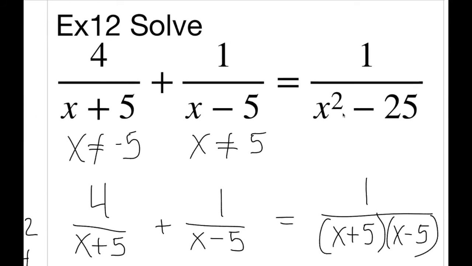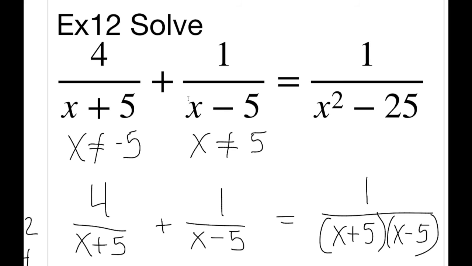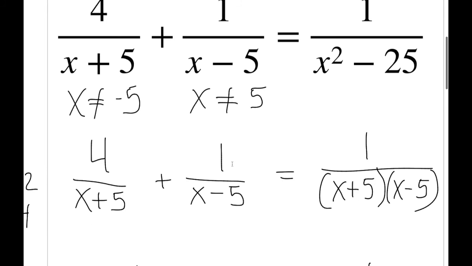Okay, last example. We've got 4 over x plus 5 plus 1 over x minus 5 equals 1 over x squared minus 5. And at the outset, we can see, wait a minute, whatever we do, we've got to make sure we don't accidentally say that negative 5 is a solution and positive 5 is a solution, because if they are, they're actually really going to create zeros in the denominator, and that's just not good.